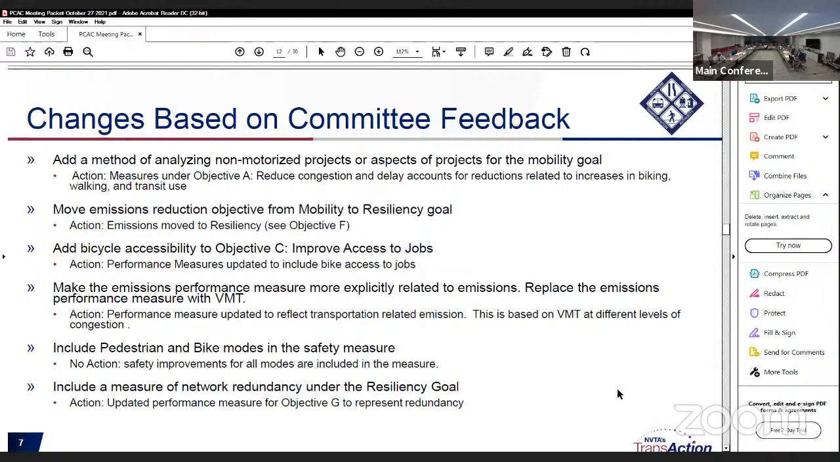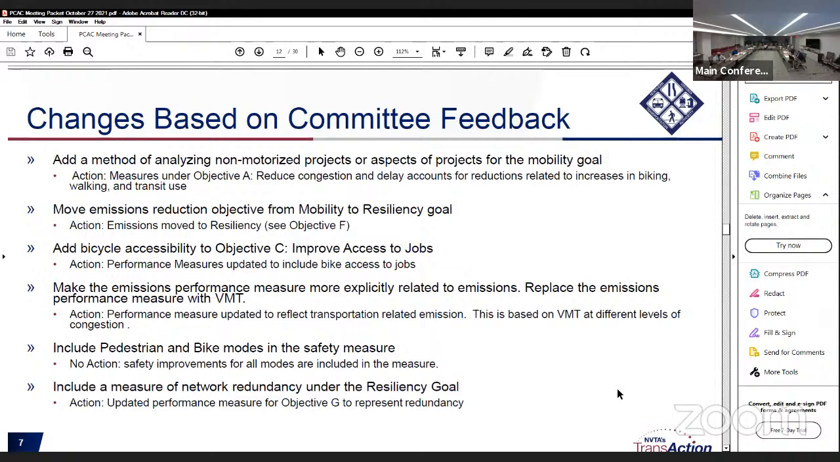Comment about making the emissions measure more explicitly related to emissions. I think in our earlier draft, we just described it as VMT, vehicle miles traveled. So the action there is it's described as emissions, and it will be calculated. VMT is a key input to that, but it is for calculation of emissions as the measure. And then the next comment was including the pedestrian and bike modes in the safety measure. So no action needed. Safety improvements for all modes are included in the measure.